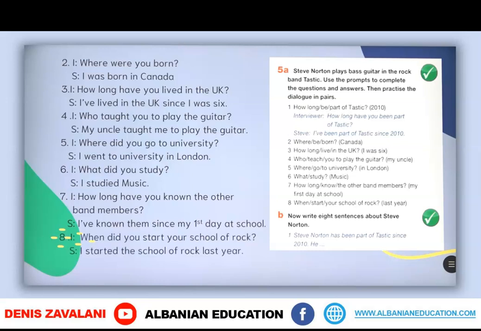And the eighth, when did you start your School of Rock? I started the School of Rock last year. So here we can notice different signal words and different specified verbs which give us the hint whether we will use present perfect or past simple. You will then continue writing 8 sentences about Steve Norton, summarizing the interview.